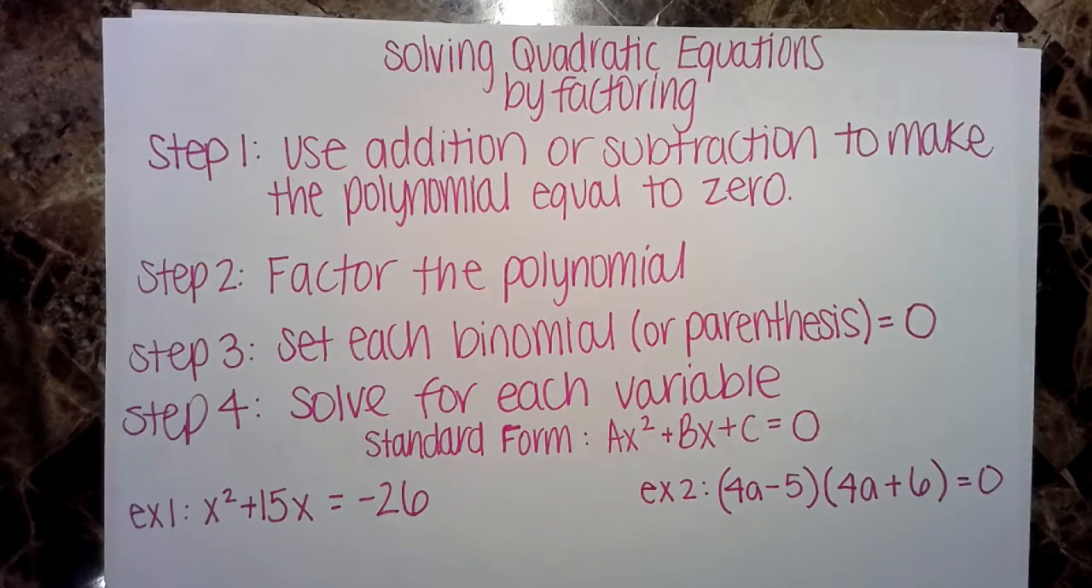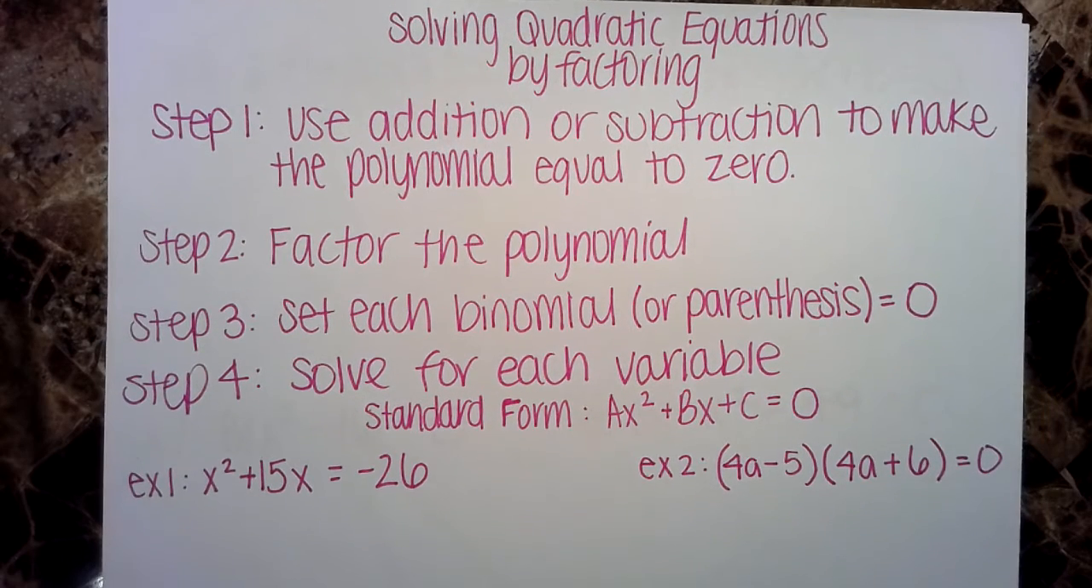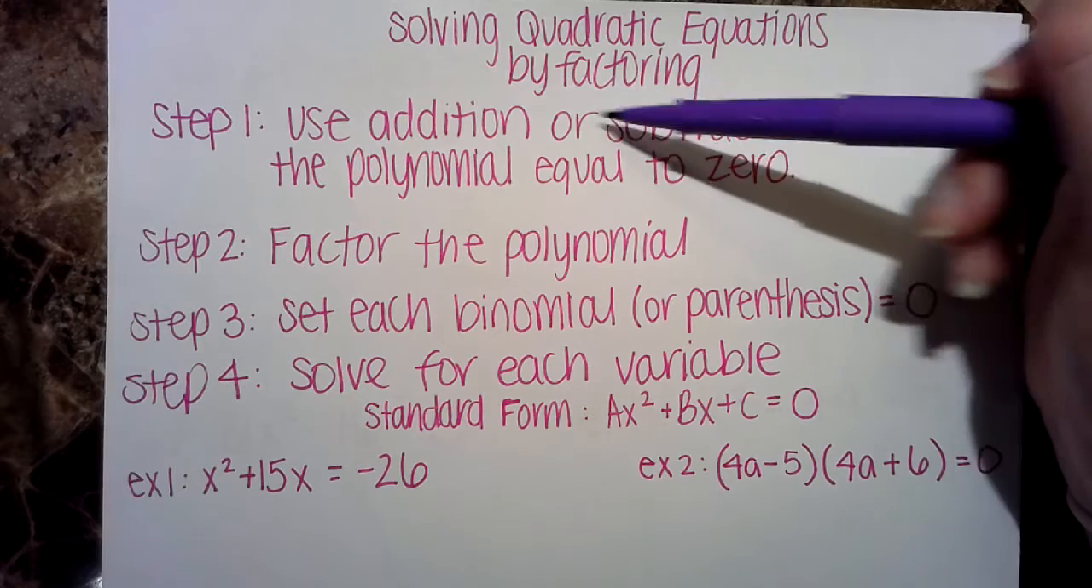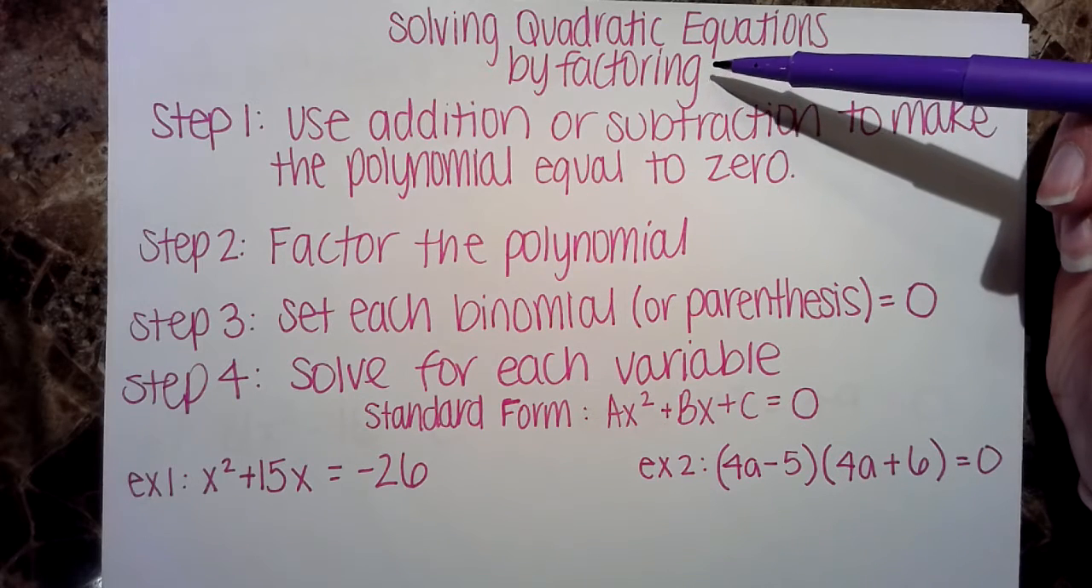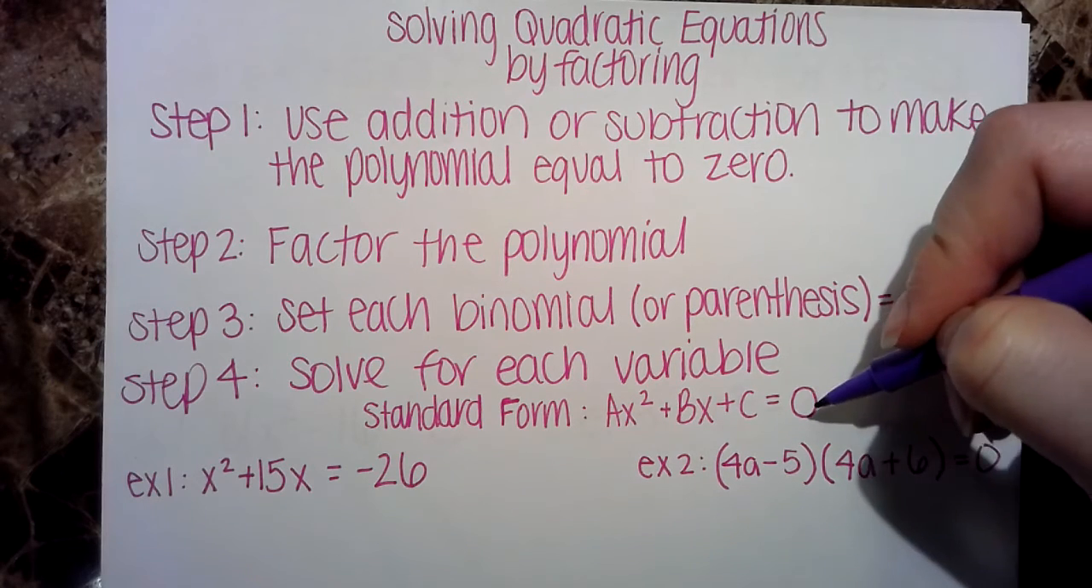So we're going to be now solving quadratic equations by factoring. Something important to know is that standard form for these is always ax squared plus bx plus c equals 0. We have done factoring before, so this isn't new. The only added new step is that it's now equal to 0.